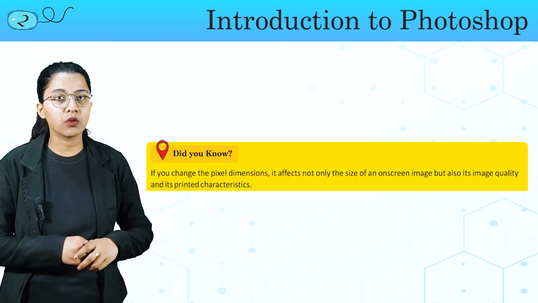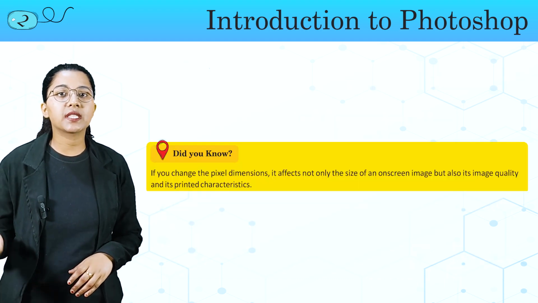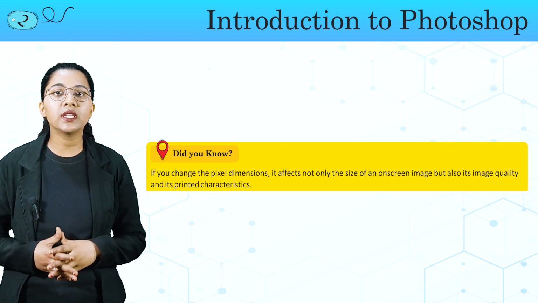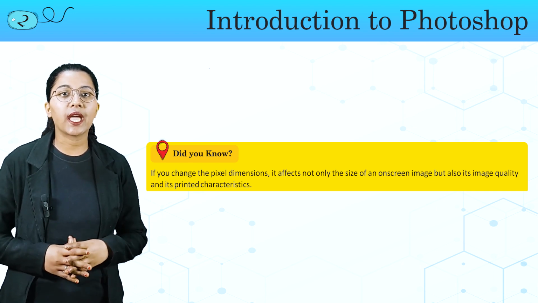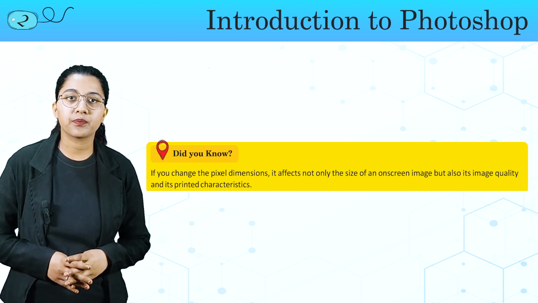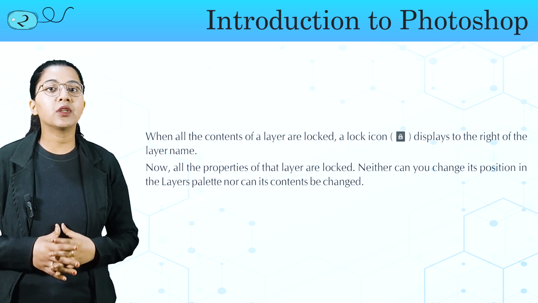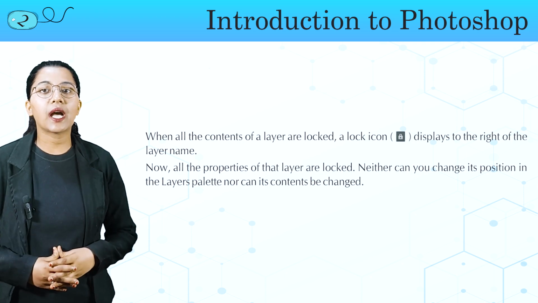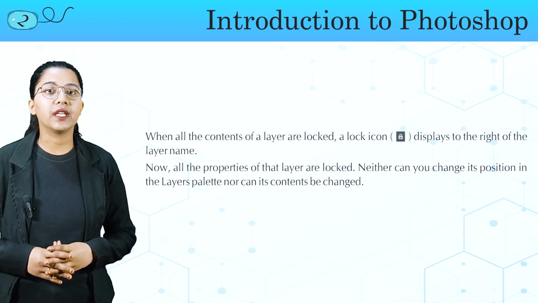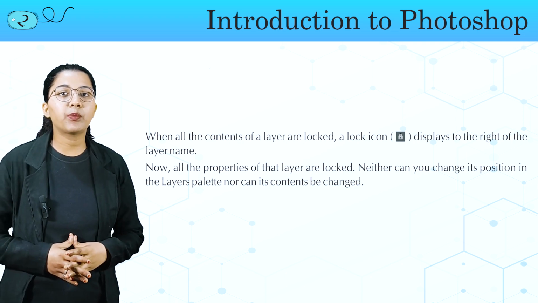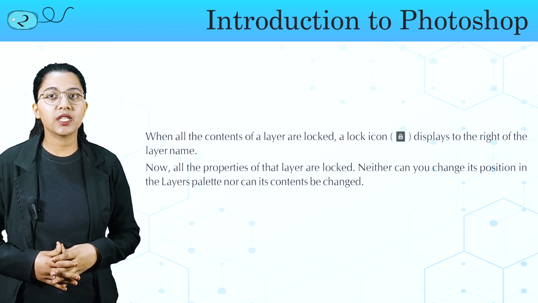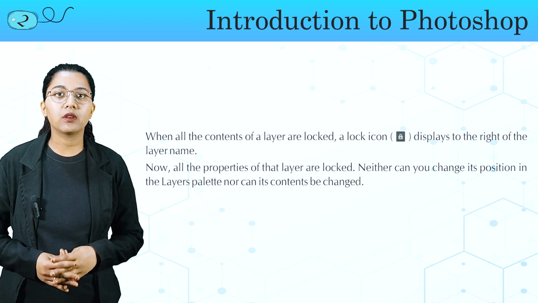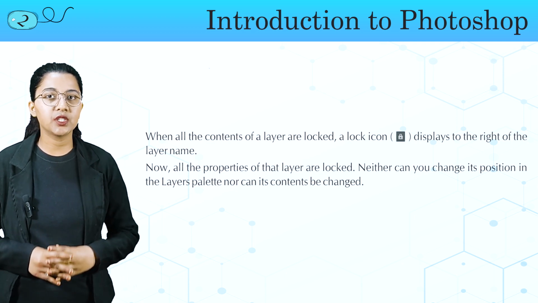Now students, did you know, if you change the pixel dimension, it affects not only the size of an on-screen image but also its image quality and its printed characteristics. So when all the contents of a layer are locked, a lock icon displays to the right of the layer name. Now all the properties of the layer are locked. Neither can its position in the layer palette be changed nor can its content be changed.